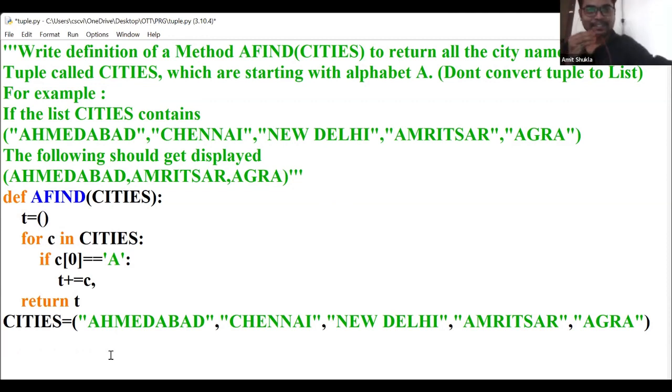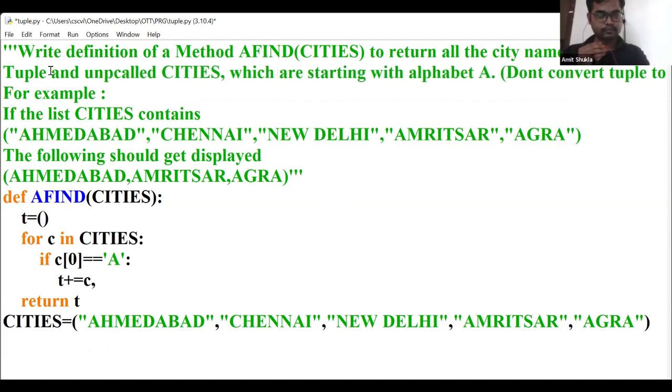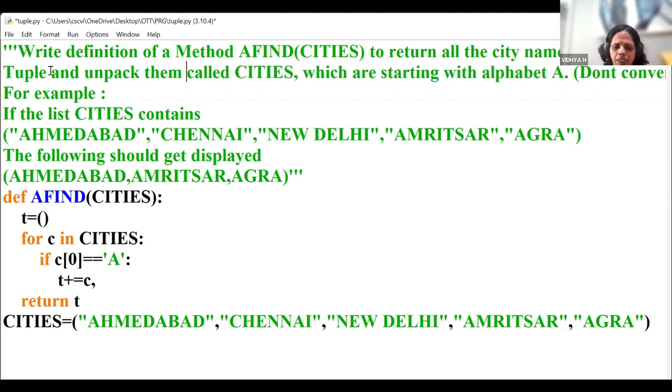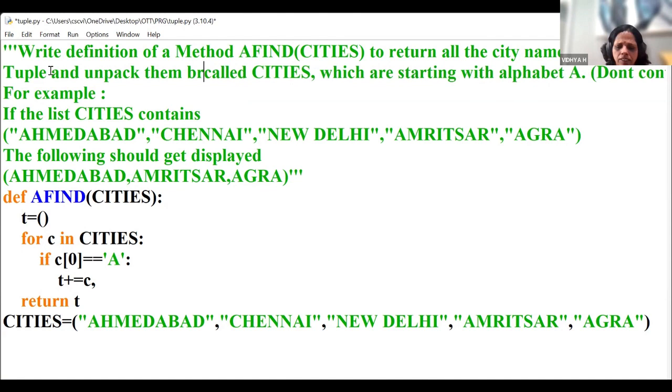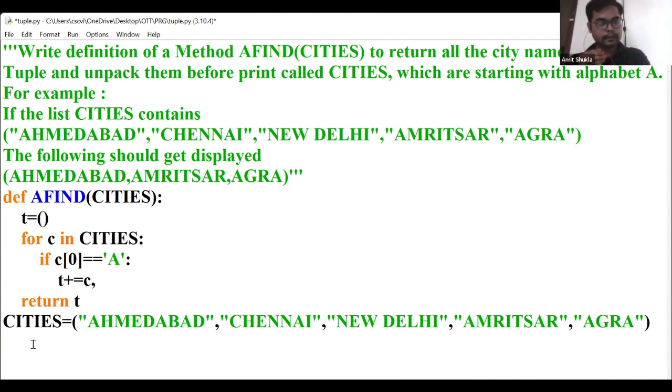What we can do? The question I am changing here: display, or return all the city names in the form of a tuple and unpack them before printing. Something we can give. Unpack them in the calling place or before printing. Before printing, I have to unpack. Further, if I am thorough with the subject, then only I can do this. The number of values is very difficult to find out.